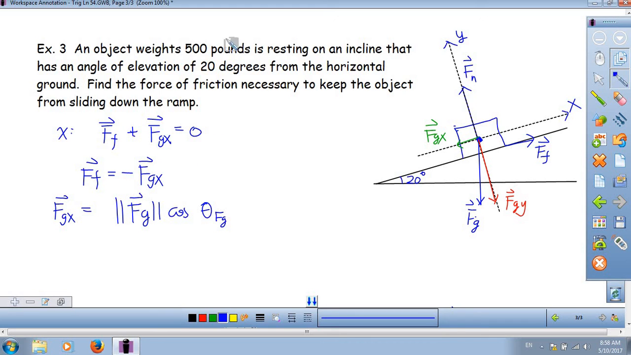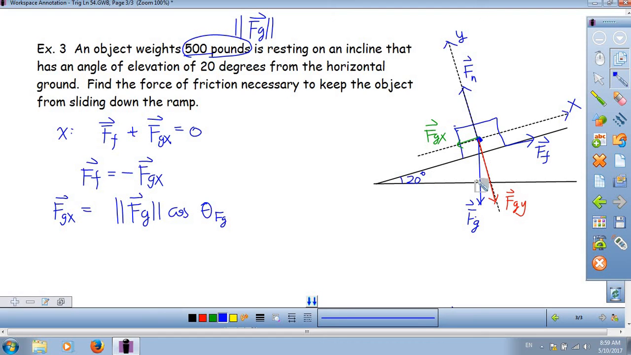Now we already know the magnitude. Why do we know the magnitude? Because the object weighs 500 pounds. This is the magnitude of the gravity, or how much gravity is working on it. But we have to find out the angle. It doesn't give us the angle, but it does tell us the incline. So this angle is 20 degrees.